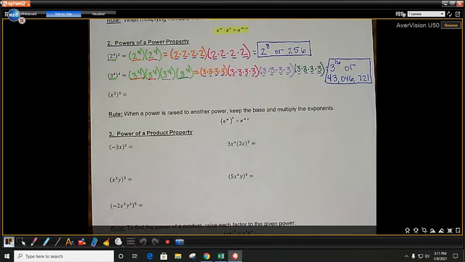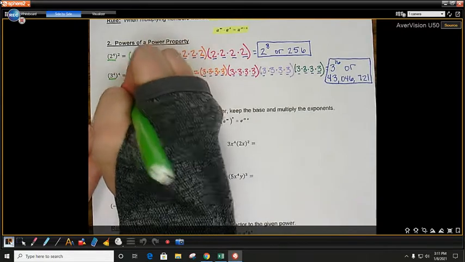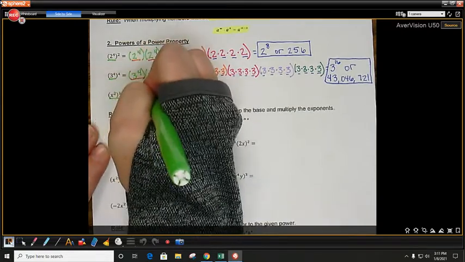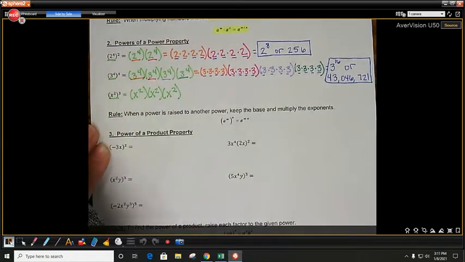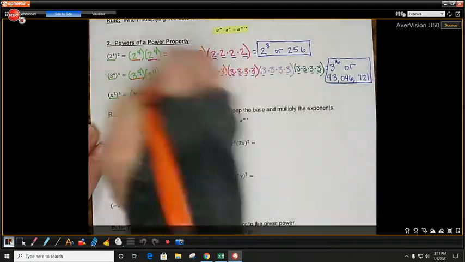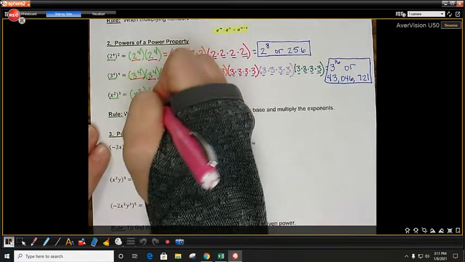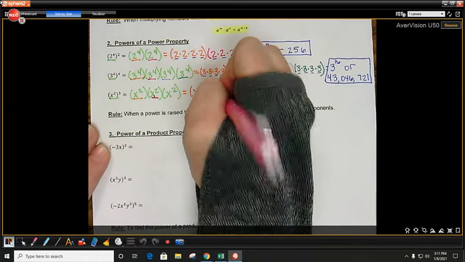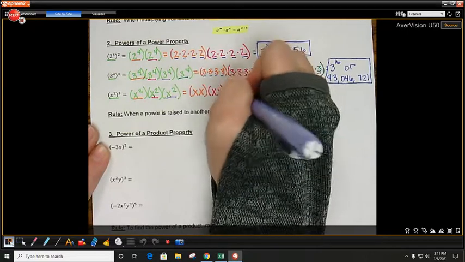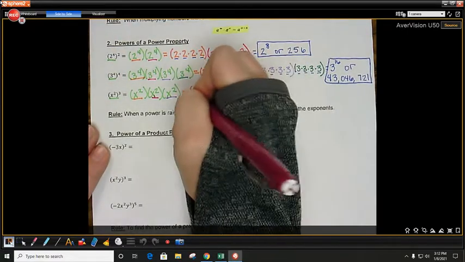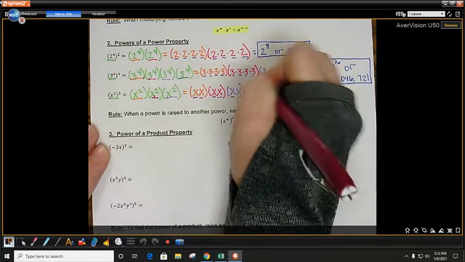Okay, let's do one more of these. I have x squared to the 3rd power. Write your parentheses out 3 times. Parentheses to the 3rd power, write the parentheses out 3 times. I still have exponents, so now I need to expand even further. X squared means xx. X squared means xx. And x squared means xx. So I'm done expanding, so now I'm going to count them up. I have 1, 2, 3, 4, 5, 6 x's. So this is x to the 6th power.